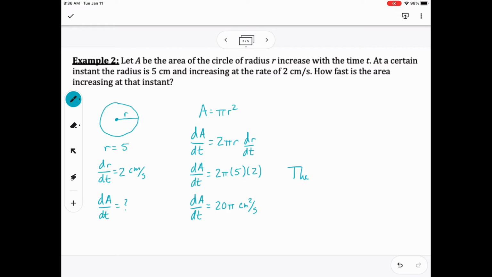And so now I want to answer my question. Here the area of the circle would be increasing at a rate of 20 pi centimeters squared per second.